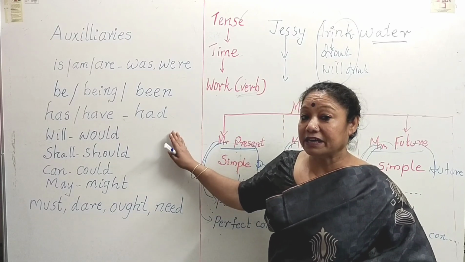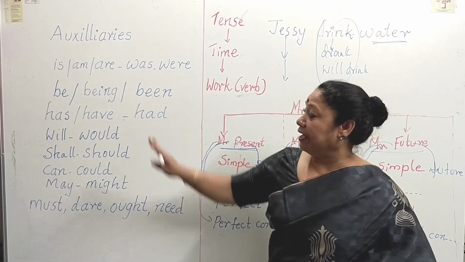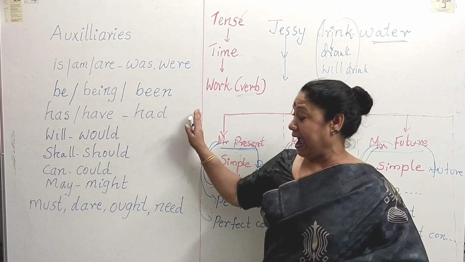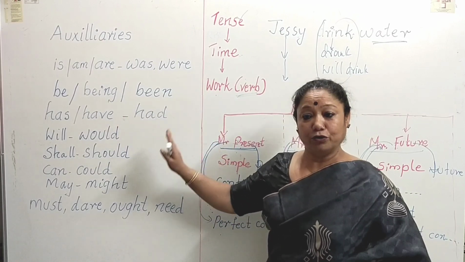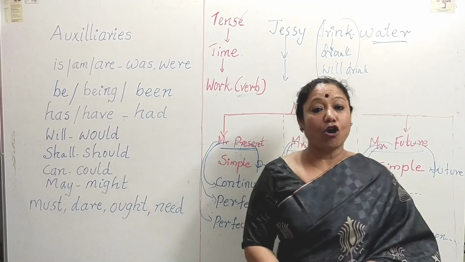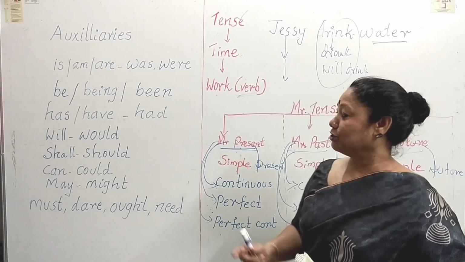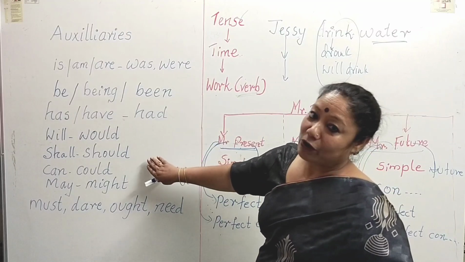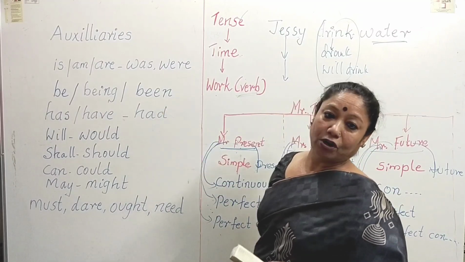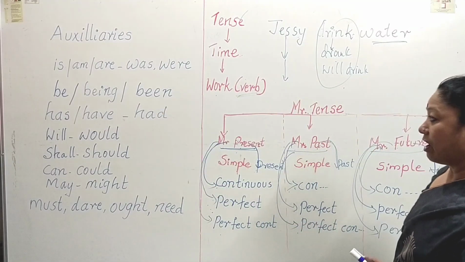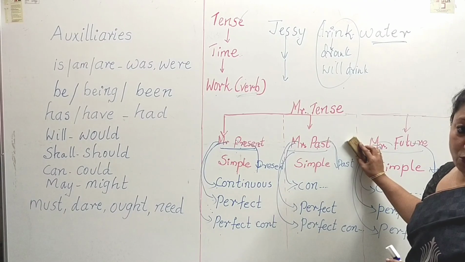Let's revise once again. Is, am, are, was, were, be, being, been, has, have, had, will, would, shall, should, can, could, may, might, must, dare, ought, need. These people, every time we need their help. So let it be as it is. I don't want to rub them out. Let this be on the board itself. Now I'm going to rub this out.